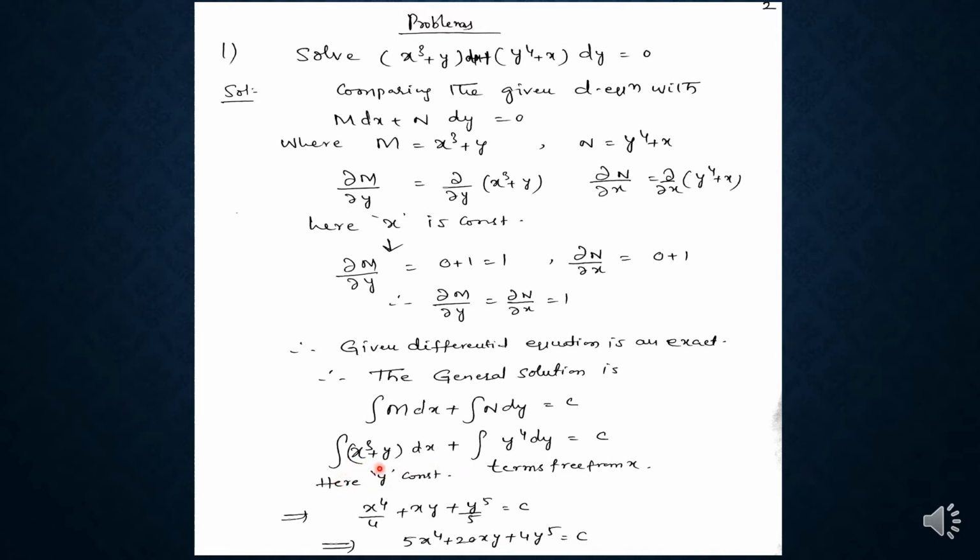By integrating this function, integral (x cube plus y) dx is equal to integral x cube dx, which is x to the power of 4 by 4, plus y is the constant, so integral y dx is xy, plus integral y to the power of 4 dy is y to the power of 5 by 5, is equal to c. By taking the LCM and simplifying this, we get 5x to the power of 4 plus 20xy plus 4y to the power of 5 is equal to c.